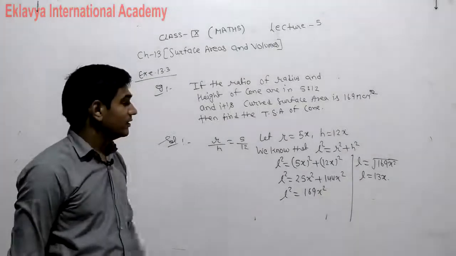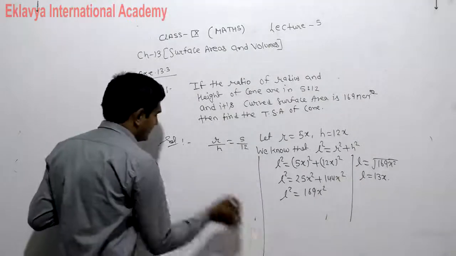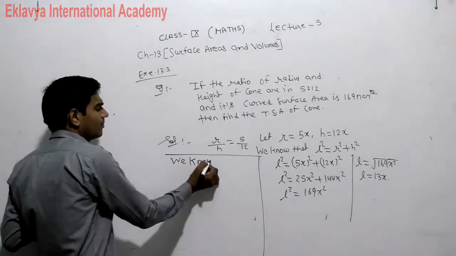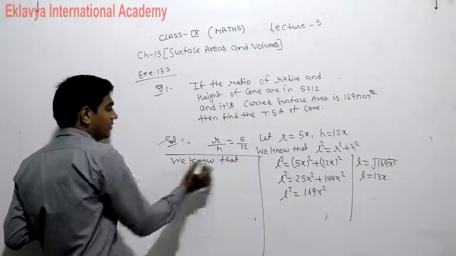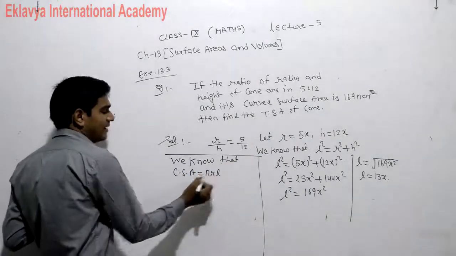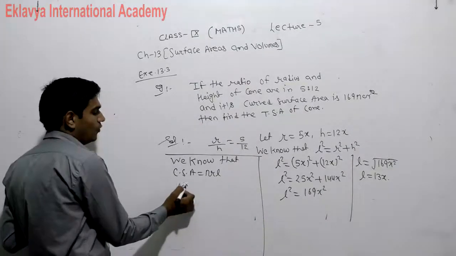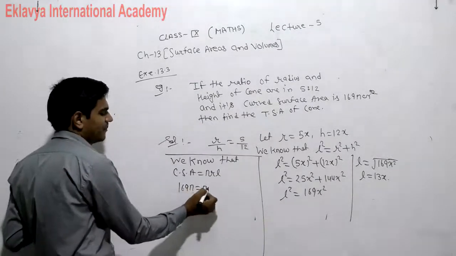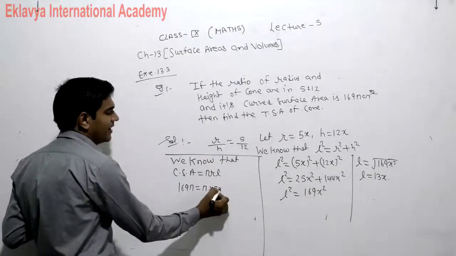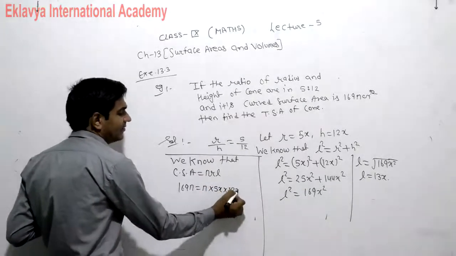Now we know that the CSA of the cone is equal to pi rl. CSA is 169 pi. What is the value of r? r is 5x and l is 13x.